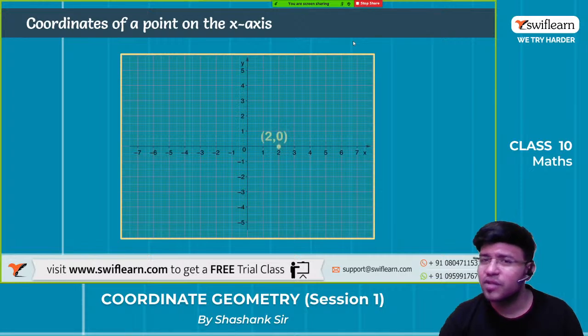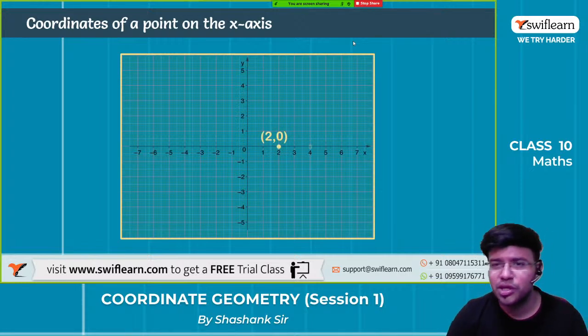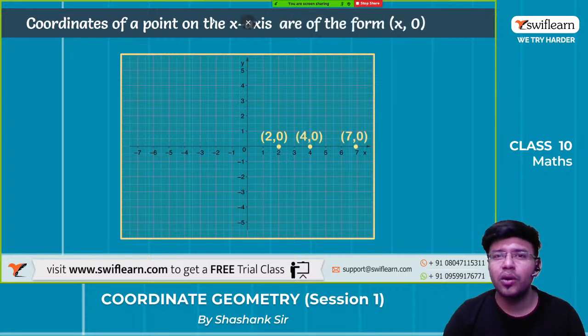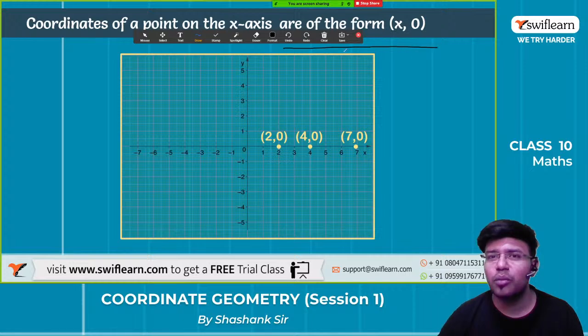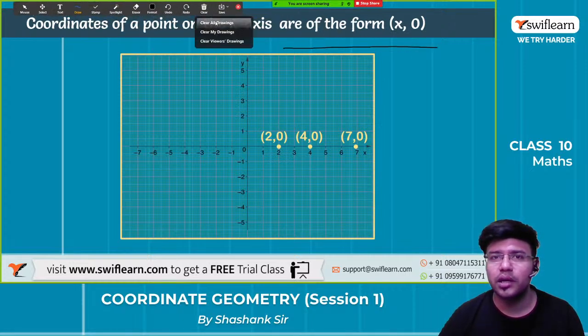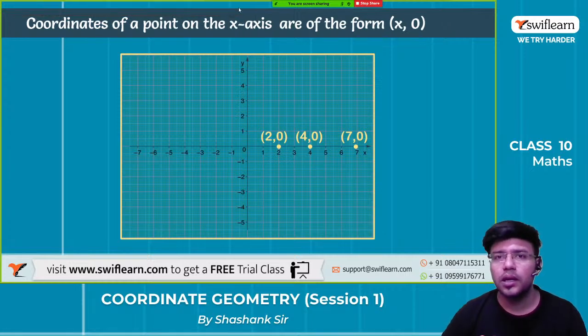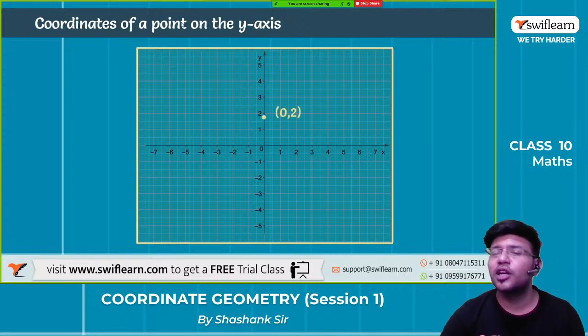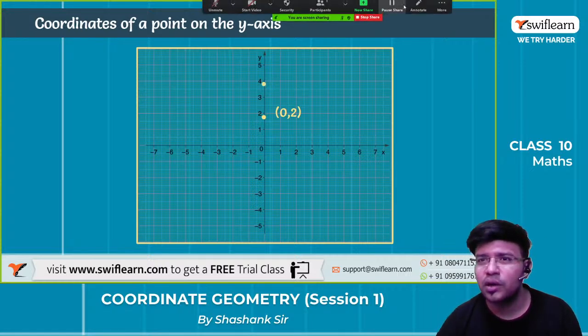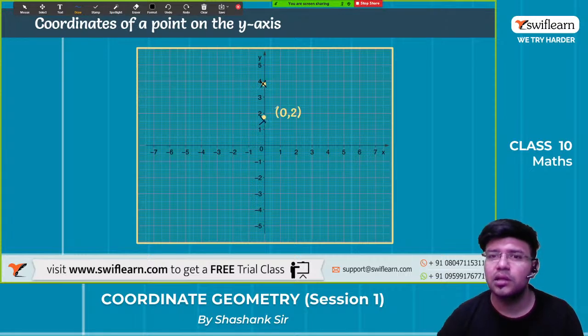So let us revise what we have studied. The point at 2 is (2, 0). The point at 4 is (4, 0). And the coordinates of a point on the x-axis are of the form (x, 0). Write this down, this is very important. Similarly, coordinates of a point on the y-axis: if we take this point (0, 2), and a point here, what will be its coordinates? The coordinates of this point will be (0, 4).